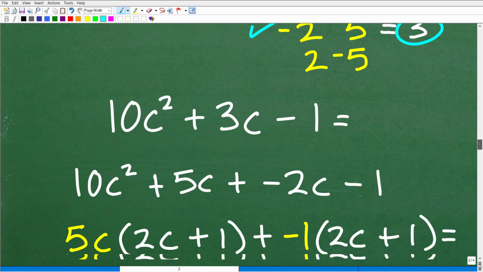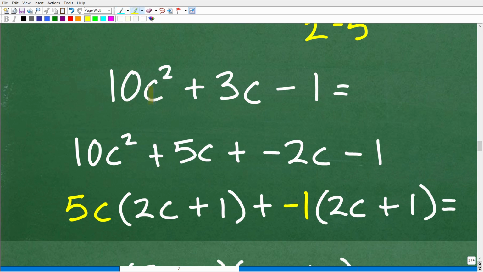So let's go do that right now. Instead of 10c squared plus 3c, we're going to write this as 10c squared plus 5c plus a negative 2c minus 1. Again, it doesn't make a difference what order you do this in. The quantities will initially be different, but your final answer will be the same.